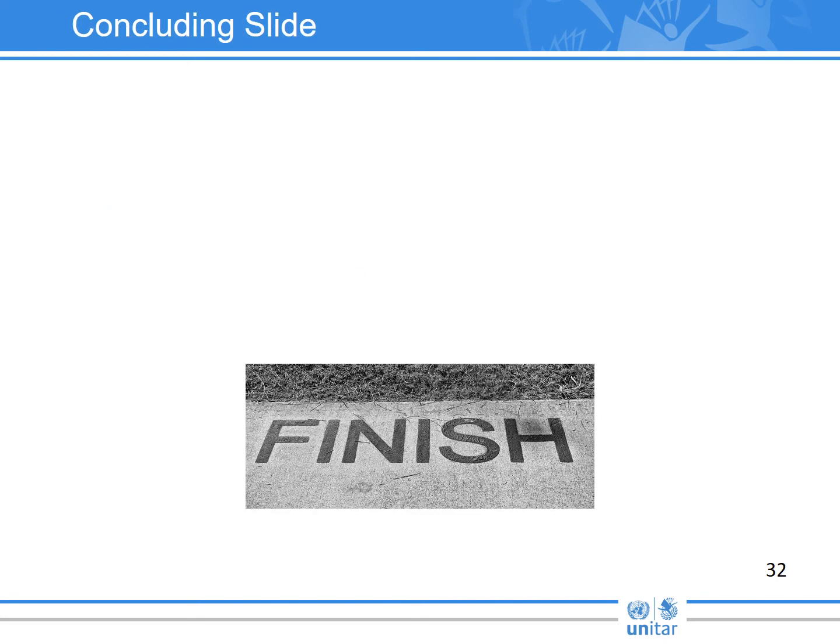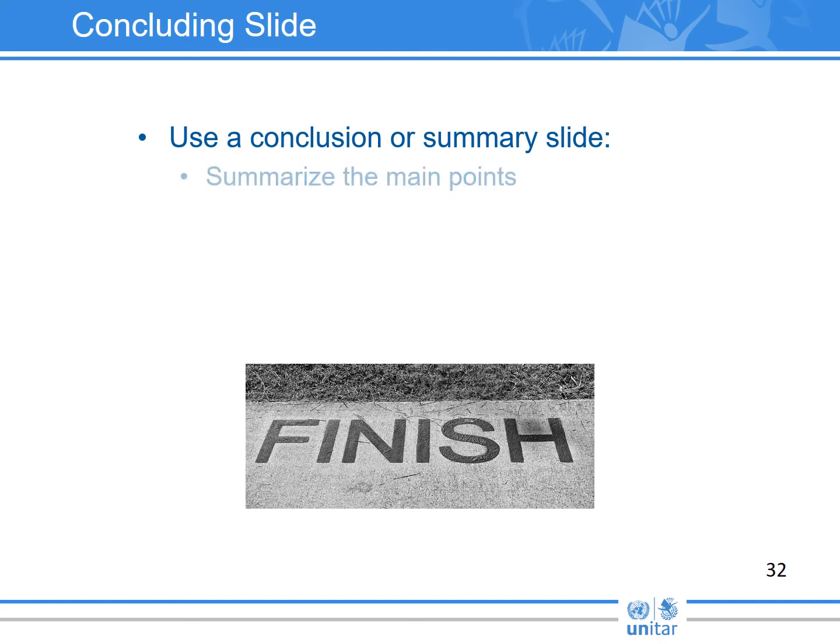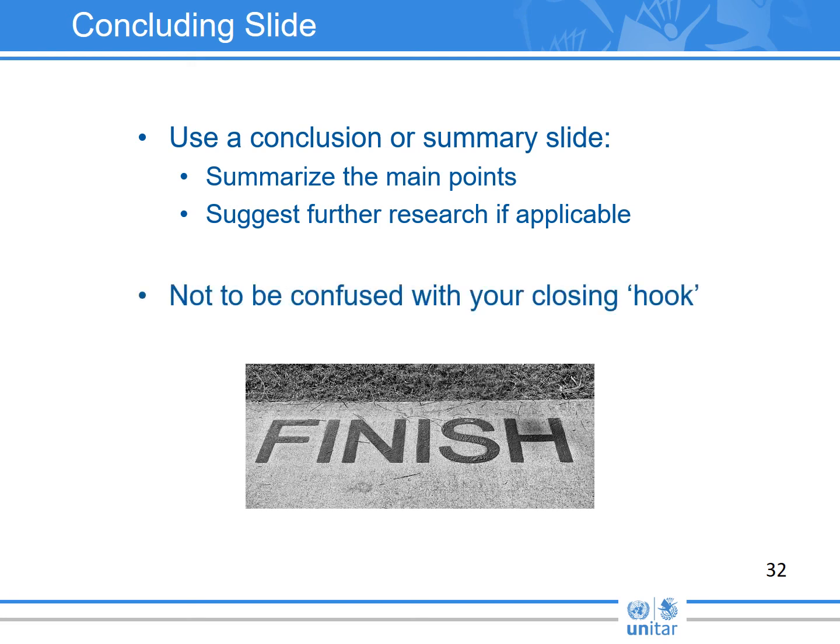And to conclude, your concluding slide should be a summary of the main points that you made. This suggests further research if applicable. If you haven't covered some things, but you know it's important, you just want to let your audience know, yes, I've thought about this and we're going to do further research. Don't confuse your concluding slide with your closing hook. Your closing hook comes last after your concluding slide. And again, that's that call to action.